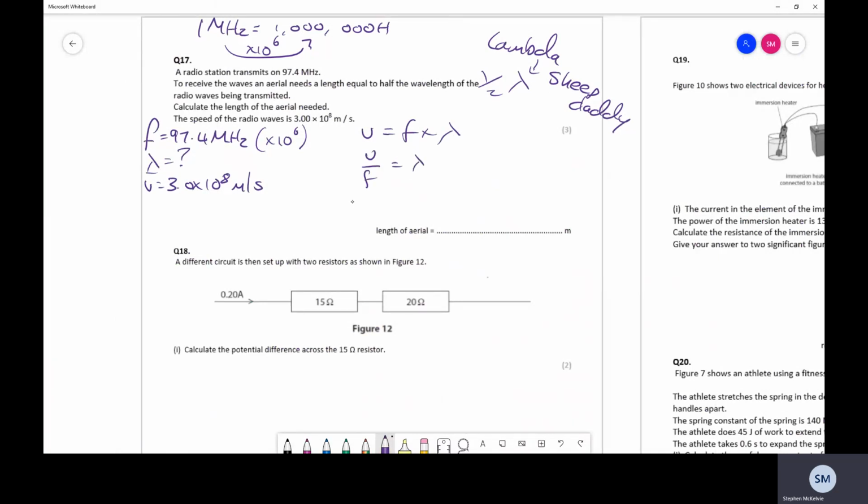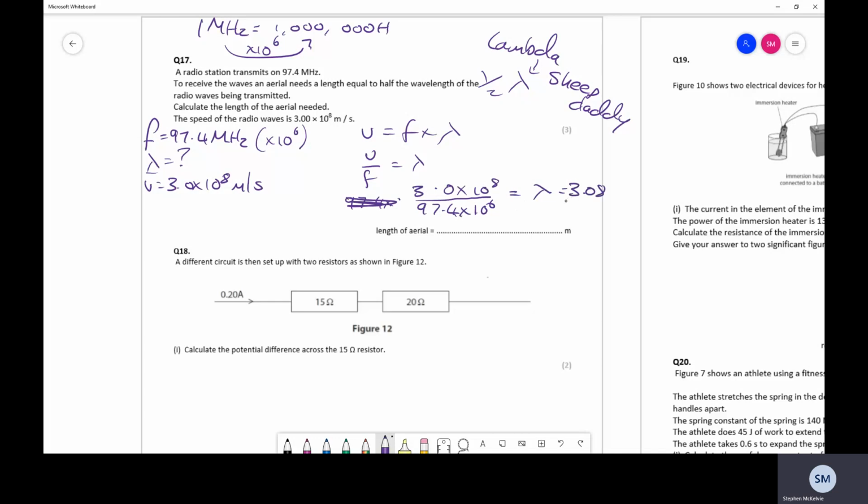My velocity, 3.0 times 10 to the 8, divided by my frequency, 97.4 times 10 to the 6, is equal to my wavelength. Pop that into my calculator, A over B, 3 times 10 to the power of 8 over 97.4 times 10 to the power of 6, giving me an answer of 3.08.